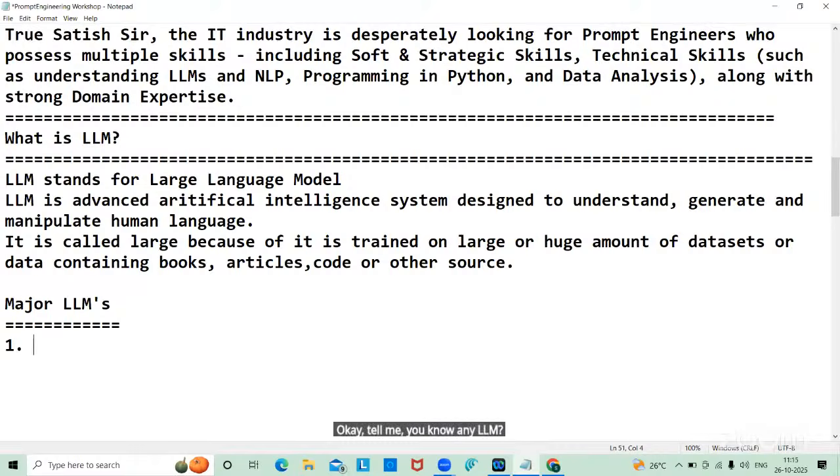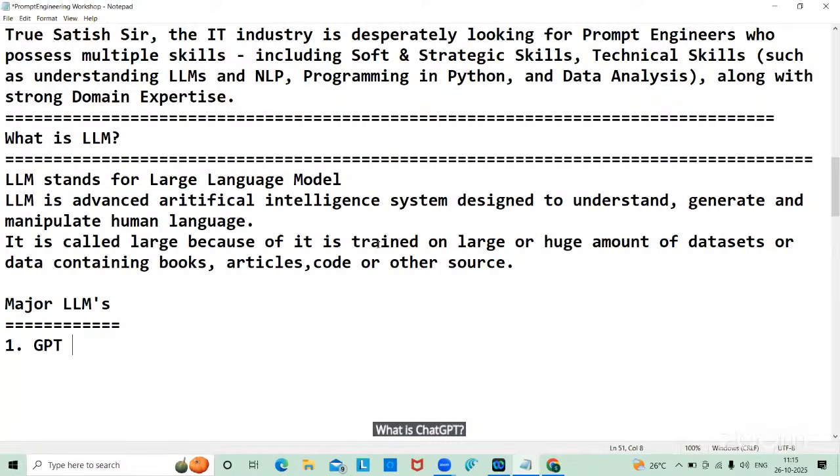What is the first one? GPT, not ChatGPT. Don't say ChatGPT, GPT. What is ChatGPT?